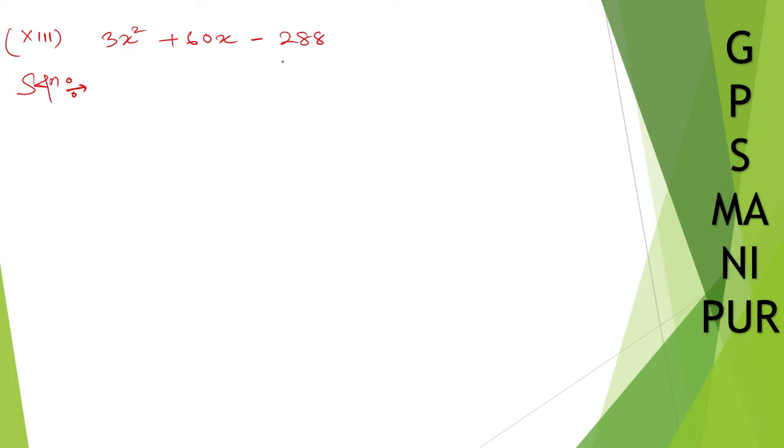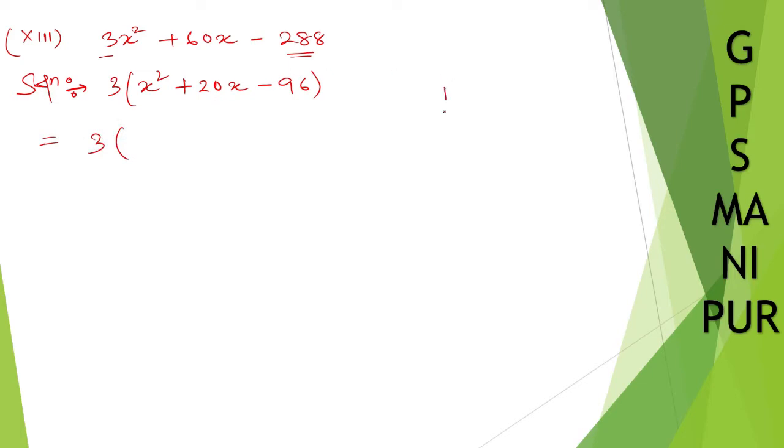If you multiply this 288 by 3, the number will be very large. So one trick is that you take 3 common, because we can take 3 common from these three numbers. x squared plus, if you take 3 common, 3 times 20, minus, 3 times 9 are 27, 3 times 6 are 18. Now 3 is out here.